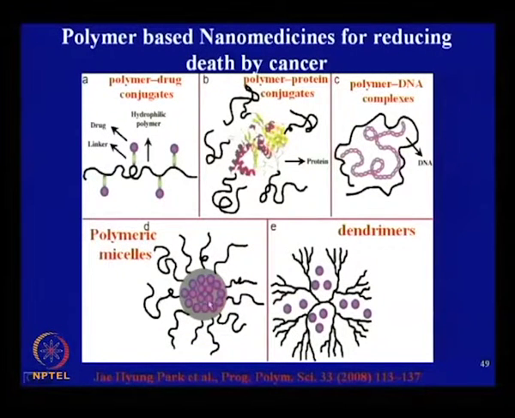Or polymeric micelles, you see polymeric micelles. This is the drug, and a shell has been formed by the polymer molecules. So, this system as such can be used for drug delivery. Again dendrimers, what are dendrimers? You know there is a polymeric system, hyper branched, super branched, supramolecular systems called dendrimers.